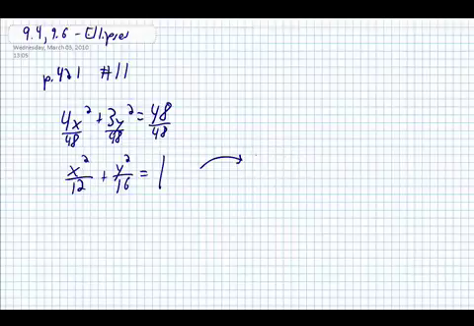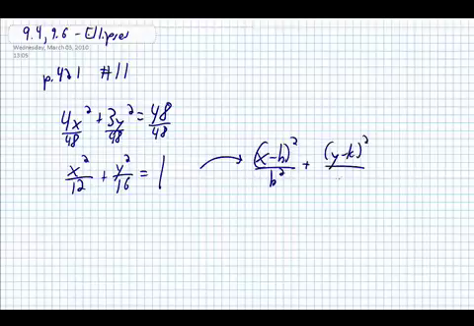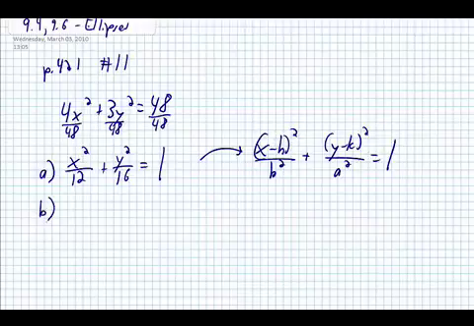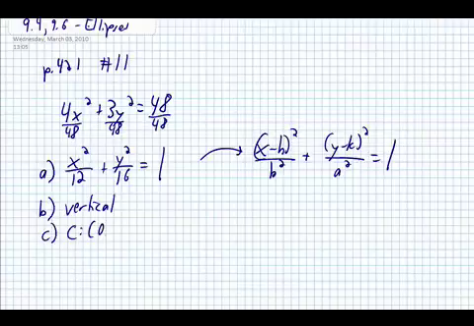This matches the equation that we did in class of (x minus h) squared over b squared plus (y minus k) squared over a squared is equal to 1. So this is our graphing form. Step B asks which direction is it going. The larger number is under the y, which means that this is going to be a vertical. Step C then asks for the vertex. H and k in this case are 0. And now we can start looking at the graph.